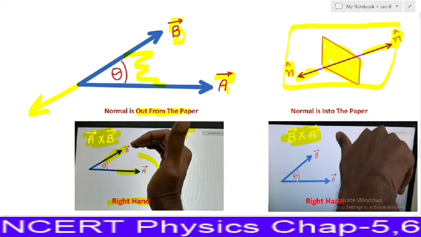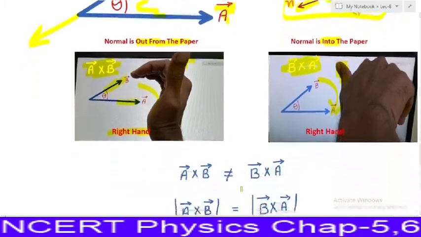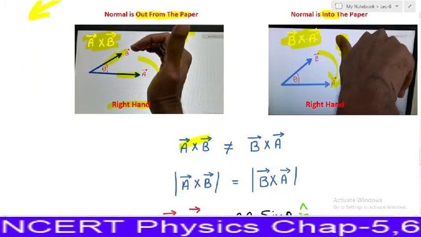For B cross A, we will curl the finger of right hand from B to A. On curling the finger from B to A, thumb is pointed into the paper. So direction of cross product has been changed. Therefore we can say that direction of A cross B and direction of B cross A are opposite to each other, and therefore A cross B is not equal to B cross A.